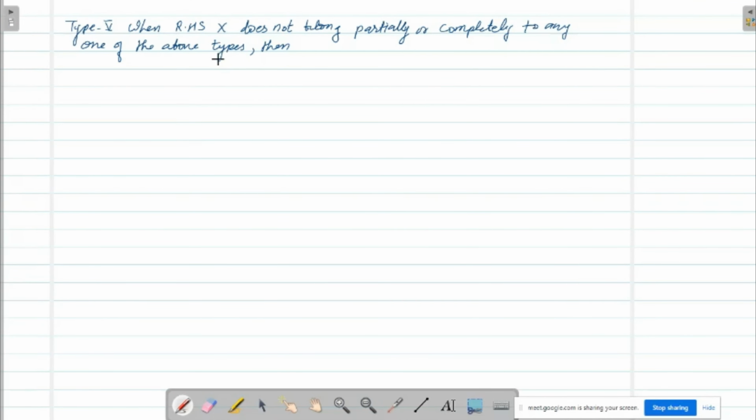So what I've written: when the right hand side of X does not belong partially or completely to any one of the above types, then we shall use the partial fraction method. Okay, what is the partial fraction method?